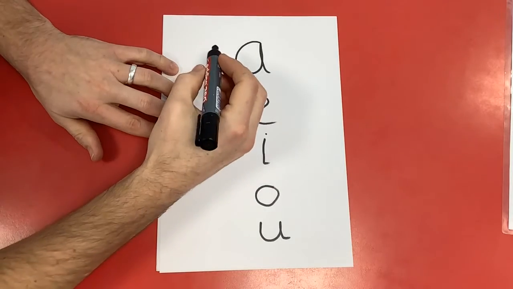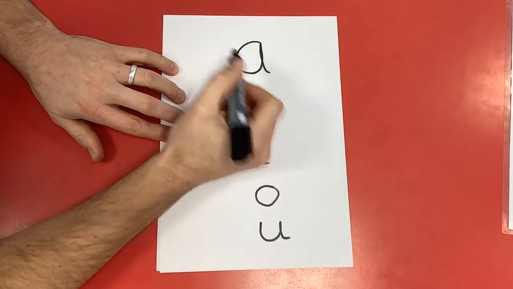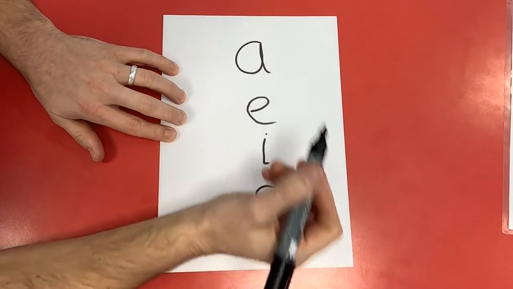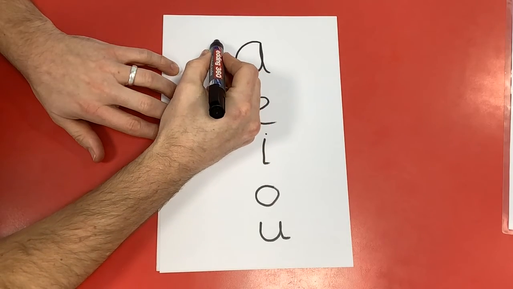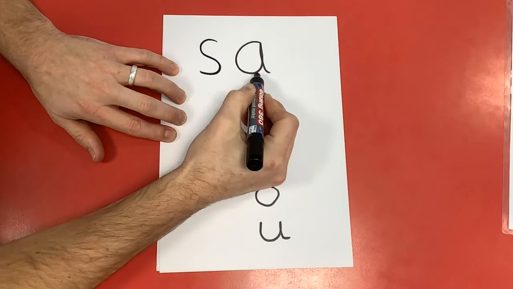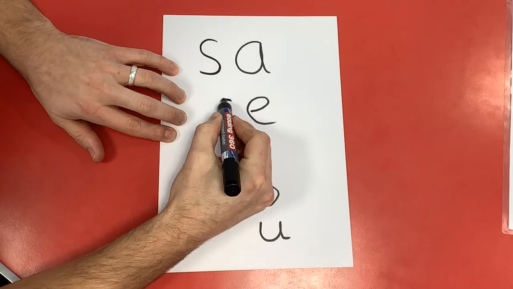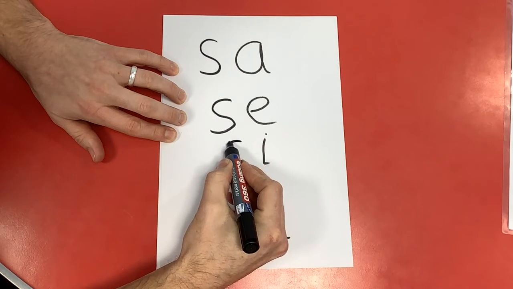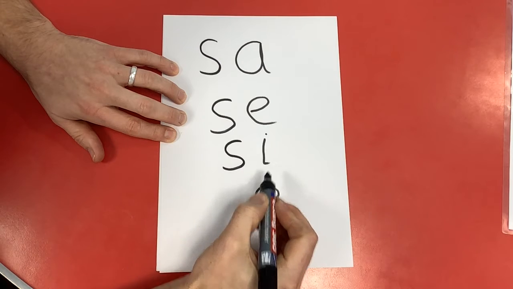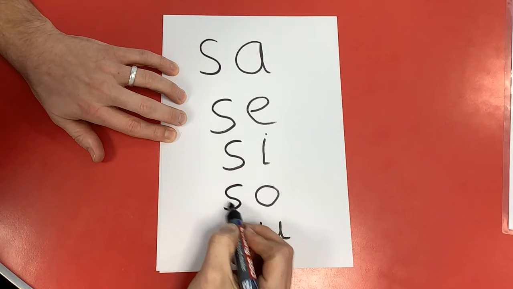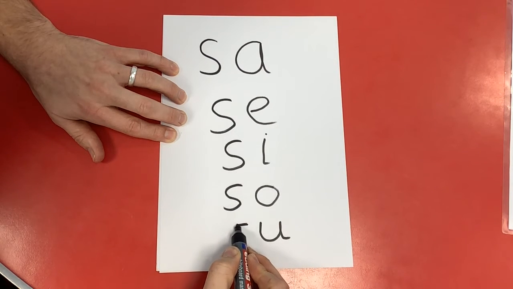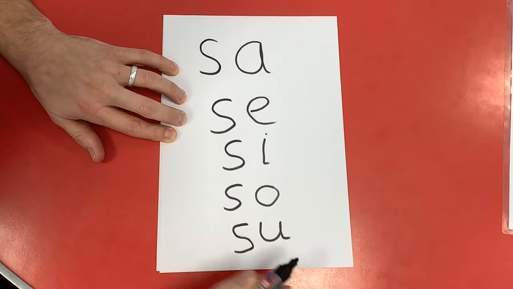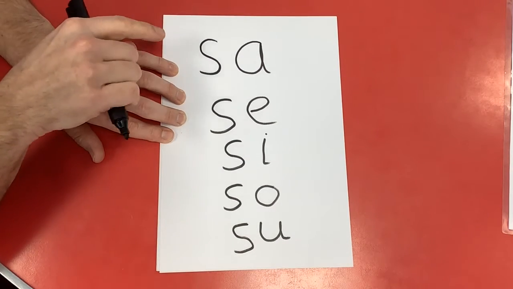So now I've blended my sound with my vowel song, I'm going to have a go at writing the sound. The sound that we were blending was, can you remember? S. Sa, se, si, so. Let's sing our song again while we read.